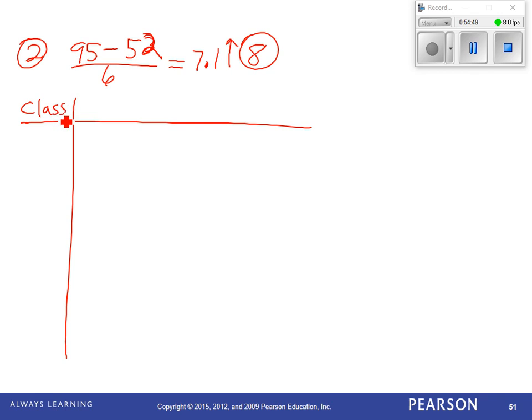What's our lowest number? We're gonna start here at 52. We go up by 8 each time. What's the next one gonna be? 60, then what? 76. Then what? 84, then what? 92.